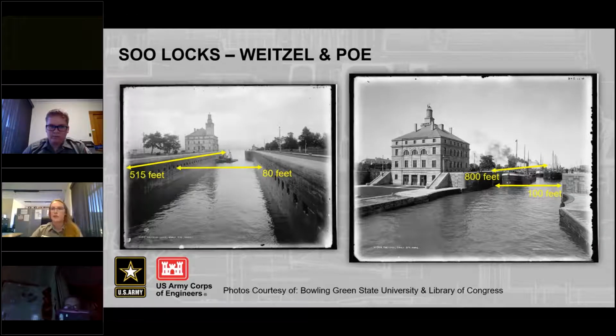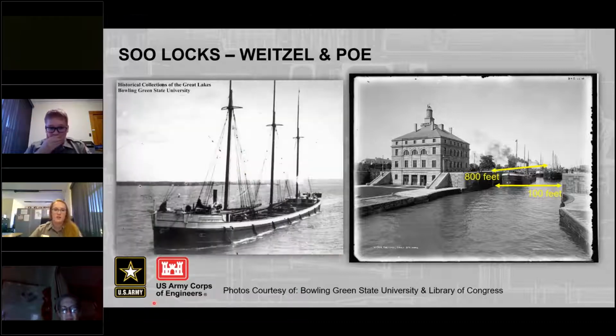Congress almost immediately began designating funds to build the new lock, and the new lock was completed in 1881. This was the Weitzel lock. This one measured 515 feet in length and 80 feet in width. Vessels like the schooner barge Iron Queen would go through here quite wonderfully.